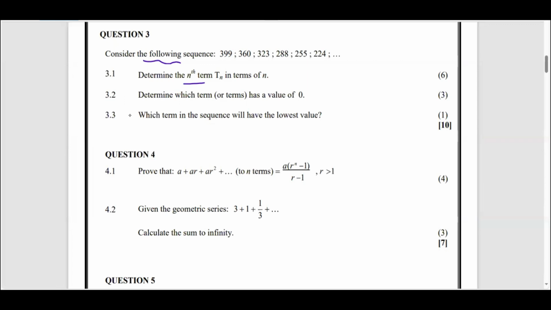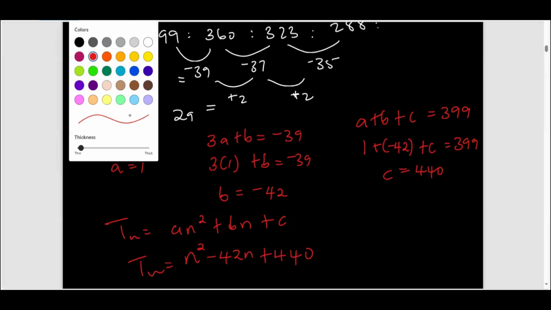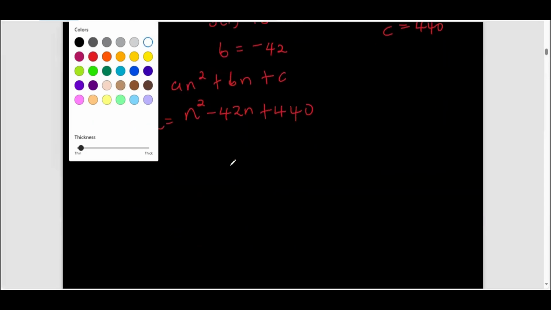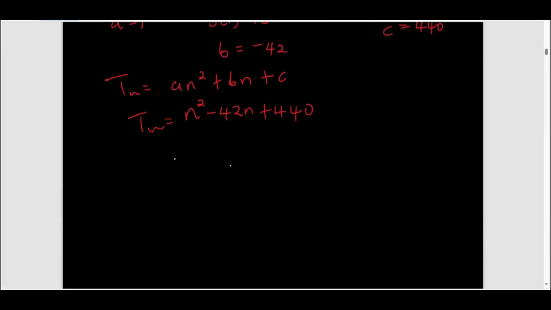Determine which term or terms will have a value of 0. So when they ask which terms, this 0 is our Tn. We need to find what n is, okay? So we're just gonna use the same formula that we just obtained, and then do the right thing. So this is 3.2. Where there's Tn, I can put a 0, okay? So it's n squared minus 42n plus 440 is equal to 0.